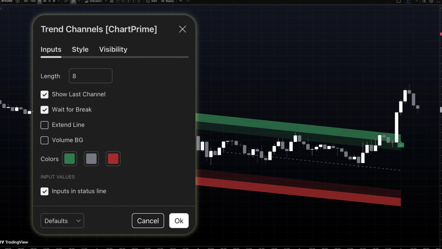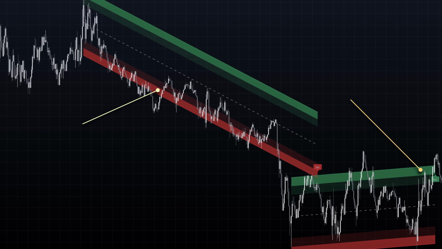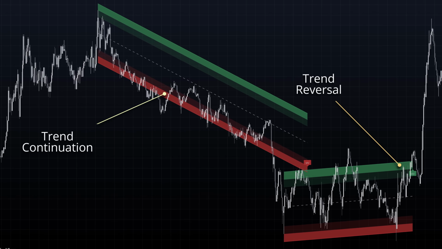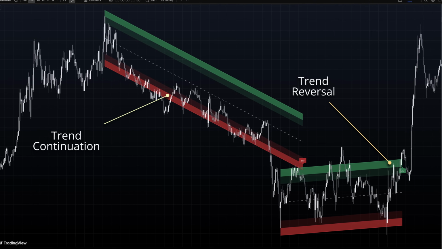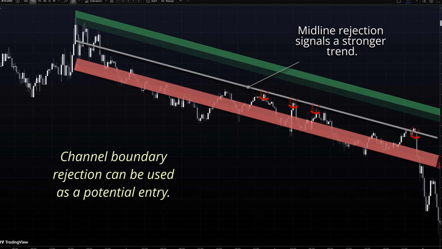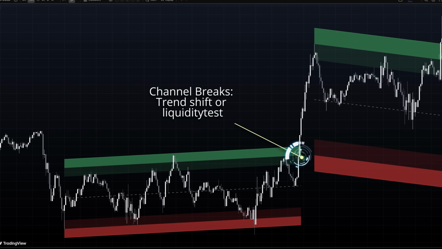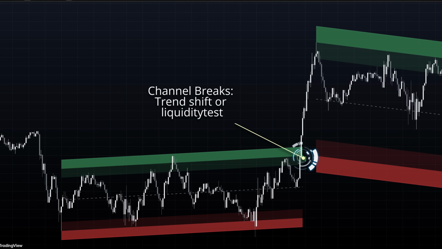The indicator offers customization options including channel length, visibility of the last channel, break confirmation weighting, line extension, and volume background coloring. Color schemes differentiate between upper, middle, and lower channel zones, with visual intensity reflecting volume activity. Primarily beneficial for trend-following traders, this indicator helps identify potential continuations or reversals. When price respects channel boundaries, traders might consider entering positions in the direction of the established trend. Conversely, breaks above or below channels can signal potential trend changes or liquidity grabs.